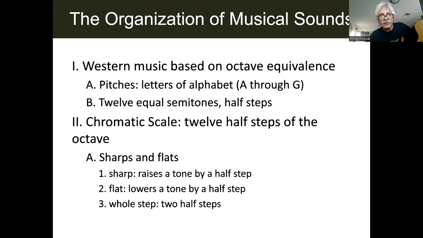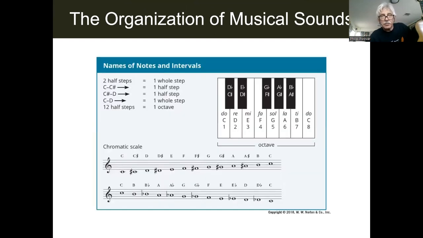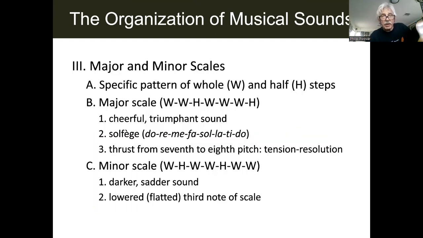So the letters we use are A through G, and this picture of the piano is very, very helpful. The major scale has this formula, and then the minor scale has this formula. And they're saying it's darker. Well, this is subjective. Whether you perceive a minor scale as darker or sadder, or a major scale as cheerful, triumphant, that's debatable.